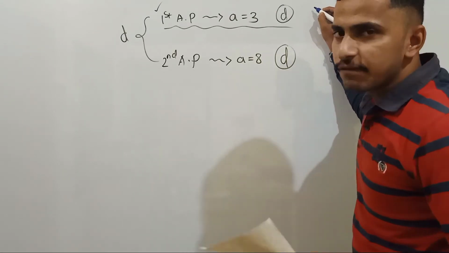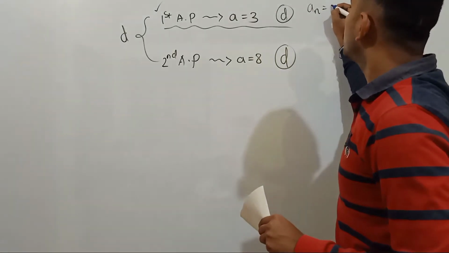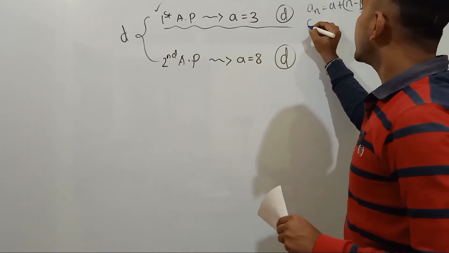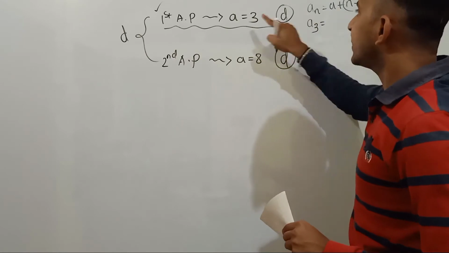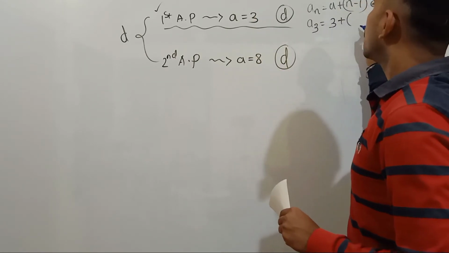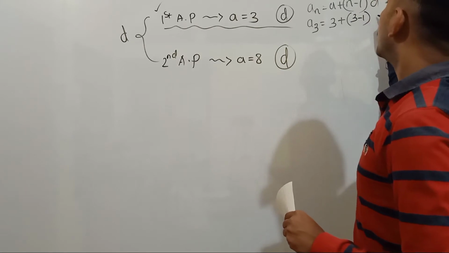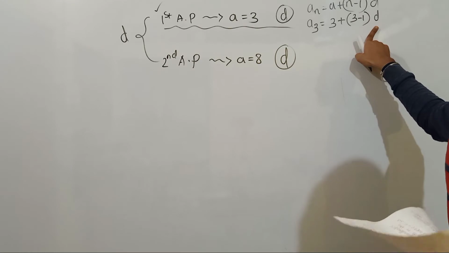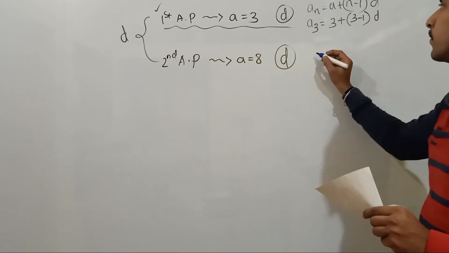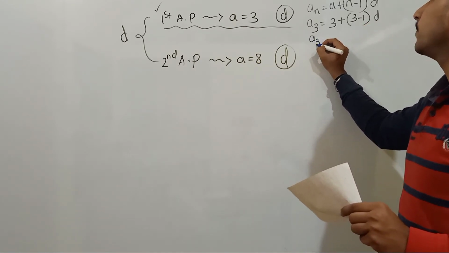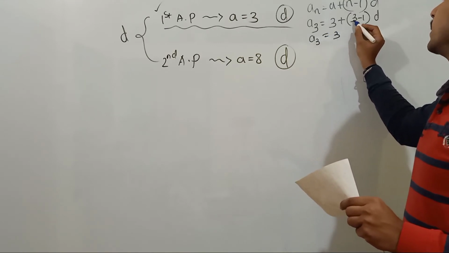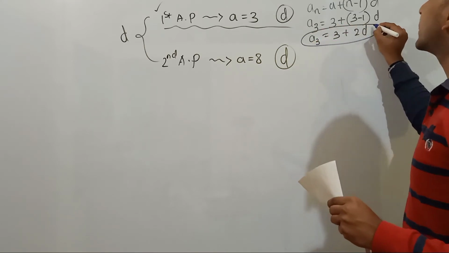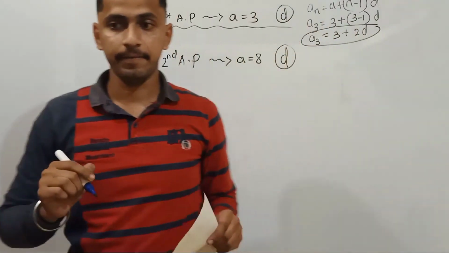We know the general form of an AP, that is a_n equal to a plus (n minus 1) into d. What is the third term here? a3 is equal to, what is a? 3. 3 plus (3 minus 1) into the difference. I will take d itself because the difference is not given. What is the value of a3 now? 3 minus 1 is 2, so 3 plus 2d. This is the third term of the first AP.